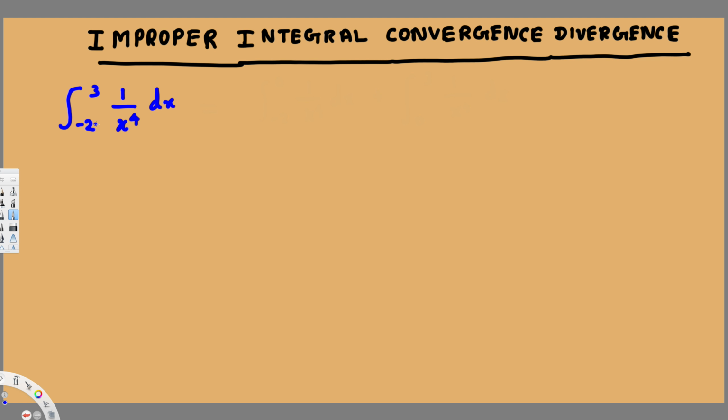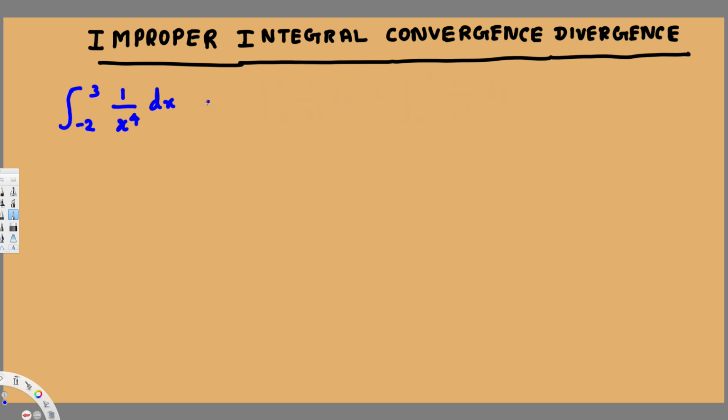But before we take the limit, if you look at these limits of integration, going from -2 to 3, and we have 0 in between, right? If you plug 0 for this x value, that's going to give you infinity. That means this is a vertical asymptote right here. So we have to do something about this.